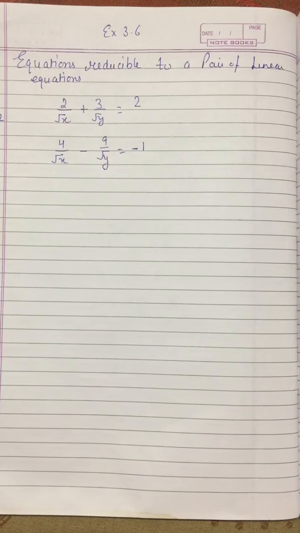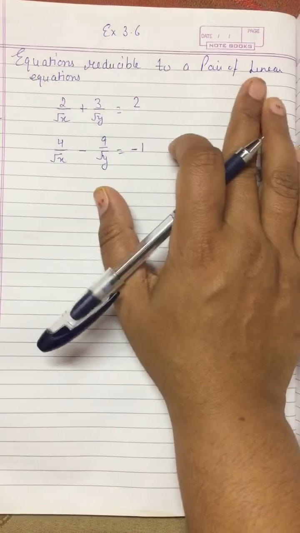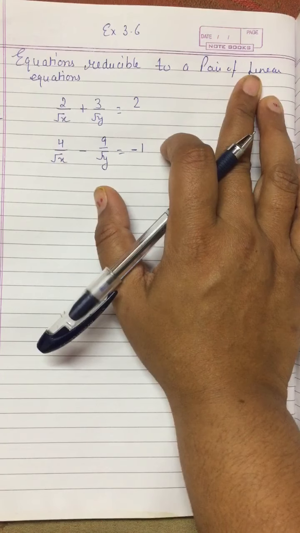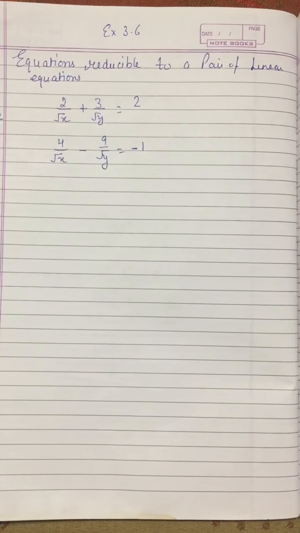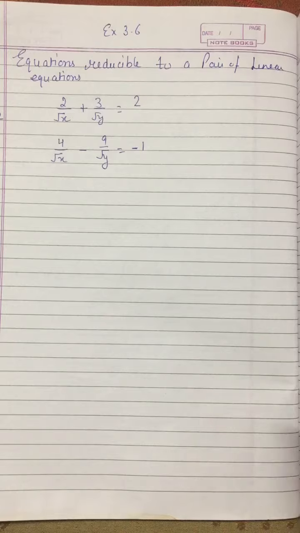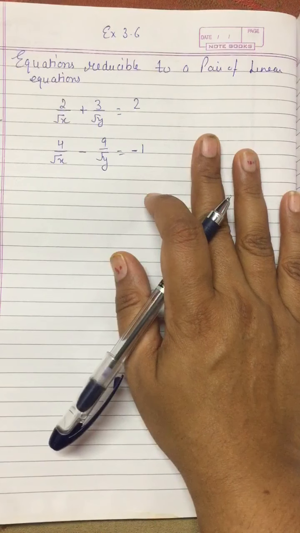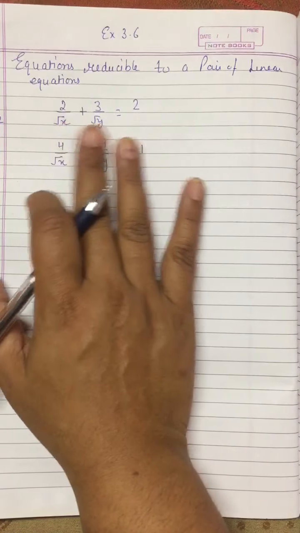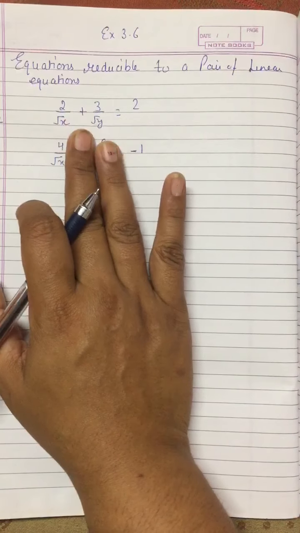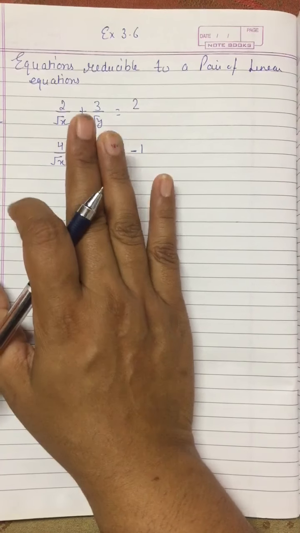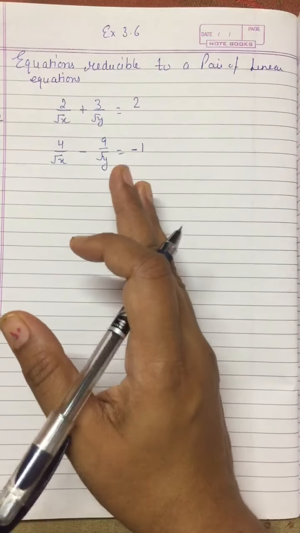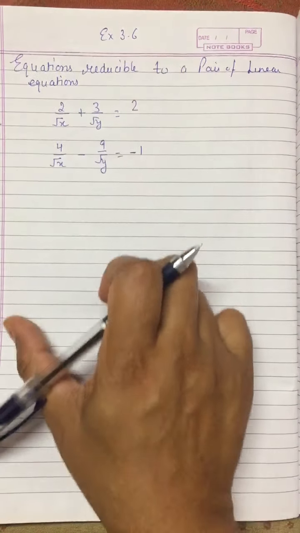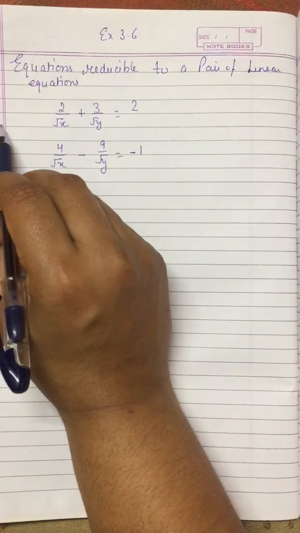Equations reducible to a pair of linear equations. Now in this section we shall discuss the solution of such pairs of equations which are not linear. These equations can be reduced to linear form by making some suitable substitutions. We now explain this process by using question number 1 part 2.